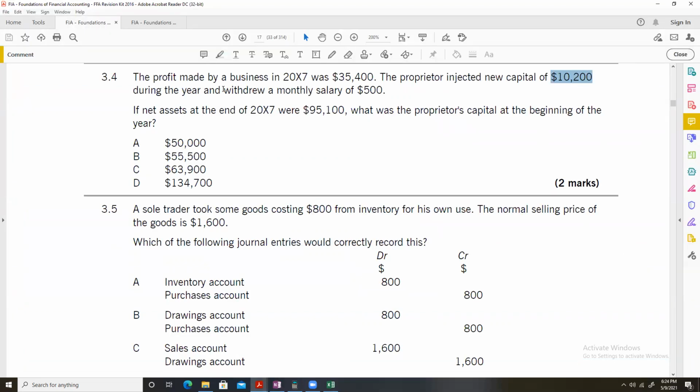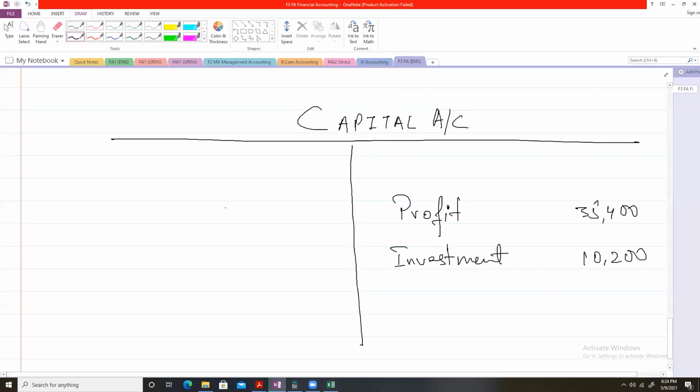During the year the owner withdrew a monthly salary. The owner took out a monthly salary. Each month, the owner took out $500 from the business. This is drawing. This is the monthly drawing that the owner made from the business, $500. So, the total drawings made.